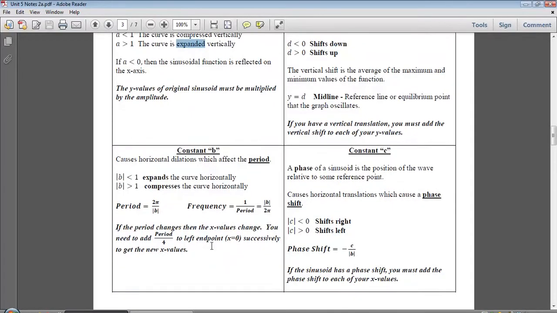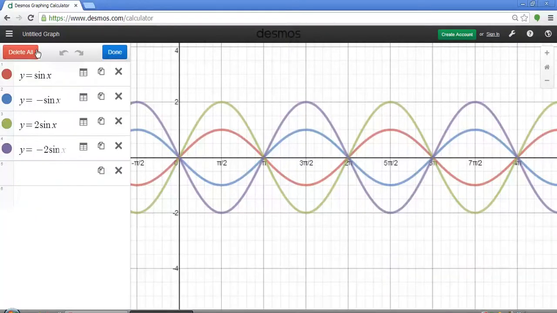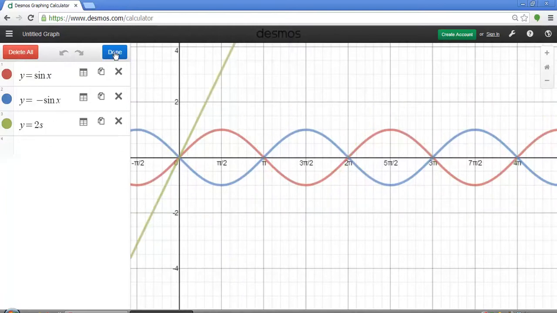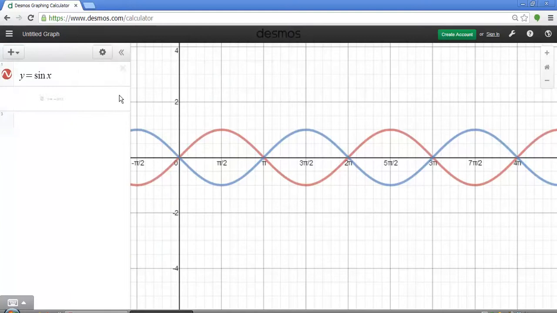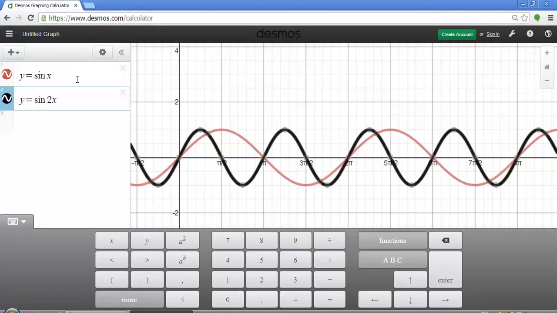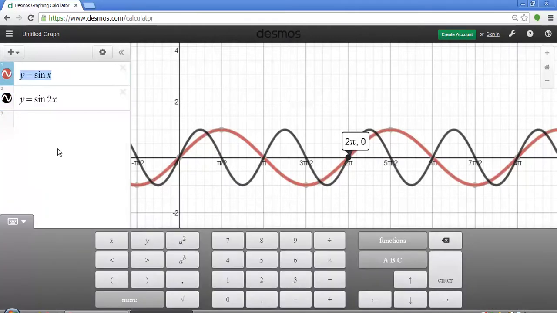Alright, so now let's talk about b. y equals sine 2x. Whoa. Alright, the original one is the red one. Starts here, up, intercept, minimum, and then touches over here. That's one period of the original y equals sine x curve.